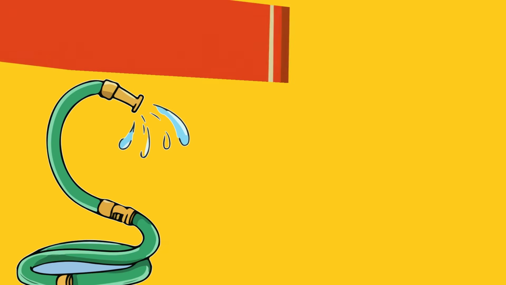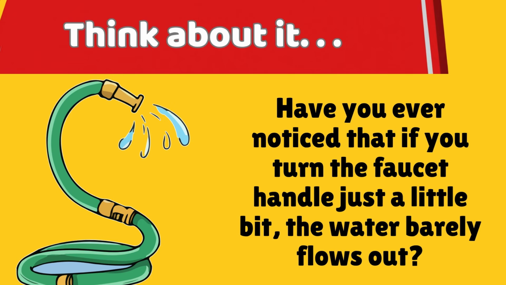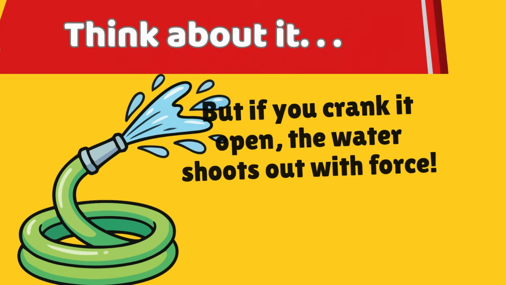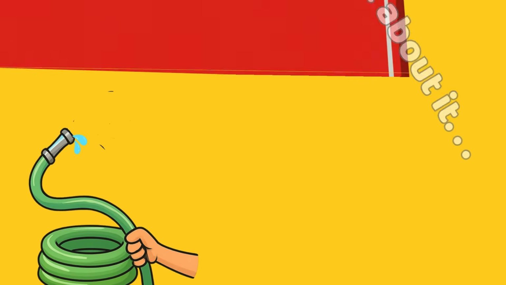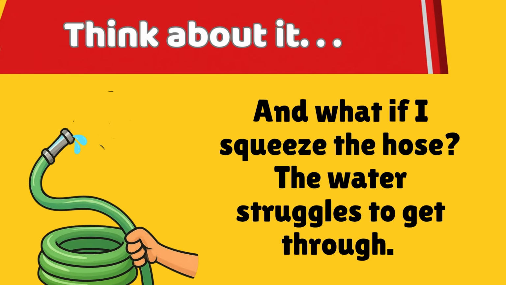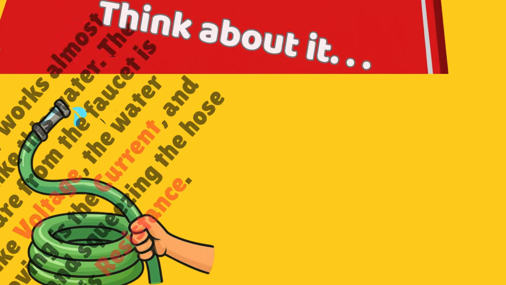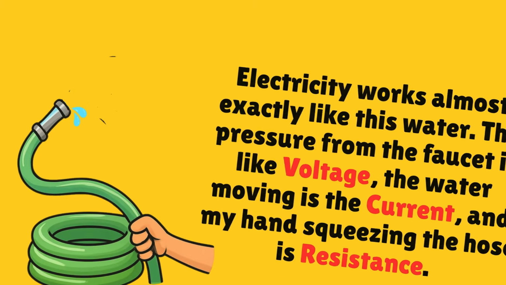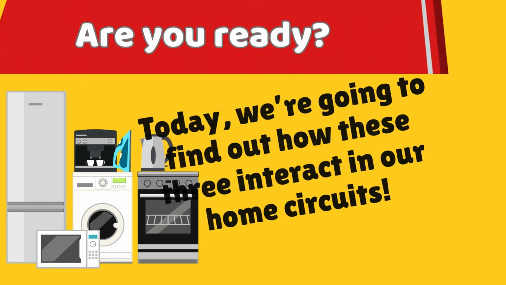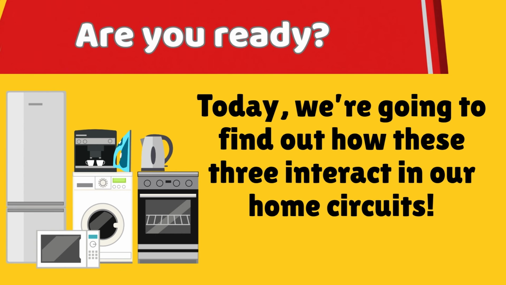Think about it. Have you ever noticed that if you turn the faucet handle just a little bit, the water barely flows out? But if you crank it open, the water shoots out with force. And what if I squeeze the hose? The water struggles to get through. Electricity works almost exactly like this water. The pressure from the faucet is like voltage. The water moving is the current, and my hand squeezing the hose is resistance. Today, we're going to find out how these three interact in our home circuits.